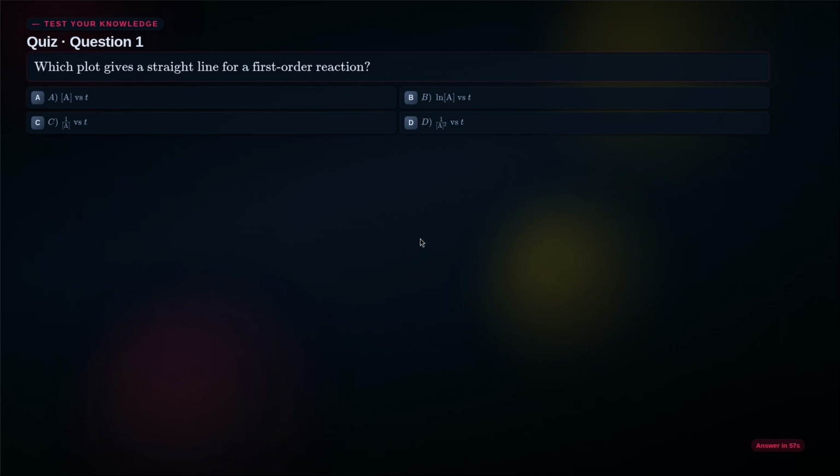Quiz question 1. Which plot gives a straight line for a first-order reaction? Option A, concentration [A] versus time. Option B, natural log of [A] versus time. Option C, 1 over [A] versus time. Option D, 1 over [A] squared versus time. Take a moment to think about this.